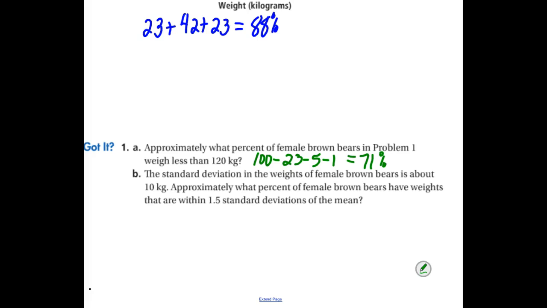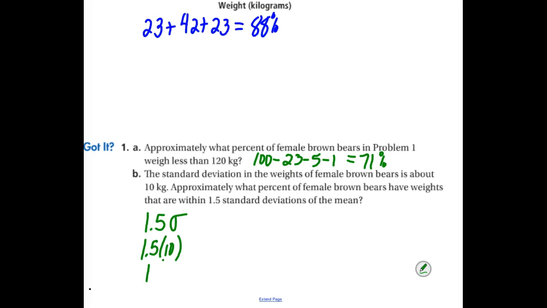Okay. The next question says, the standard deviation in the weights of female brown bears is about 10 kilograms. Approximately what percent of female brown bears have weights that are within 1.5 standard deviations of the mean? Yesterday we kept going up by 1 standard deviation increments, right? Now they're saying, what if we went up 1.5 standard deviations? What's that new interval? So what is 1.5 standard deviations? If a standard deviation is 10.